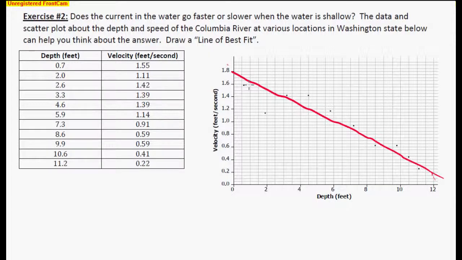Is that a little better? Okay, I think I like that one a little better because I've got 1, 2, 3, 4, 1, 2, 3, 4, 5. I like that line a little better, okay? So I'm going to go with that line. All right, and now let's try to answer some of the questions here.